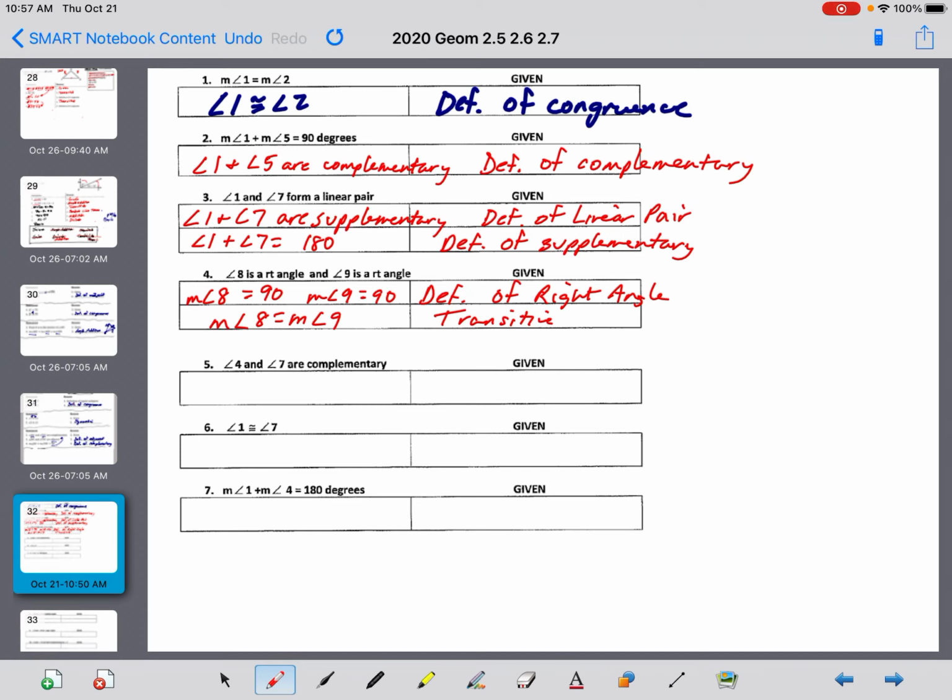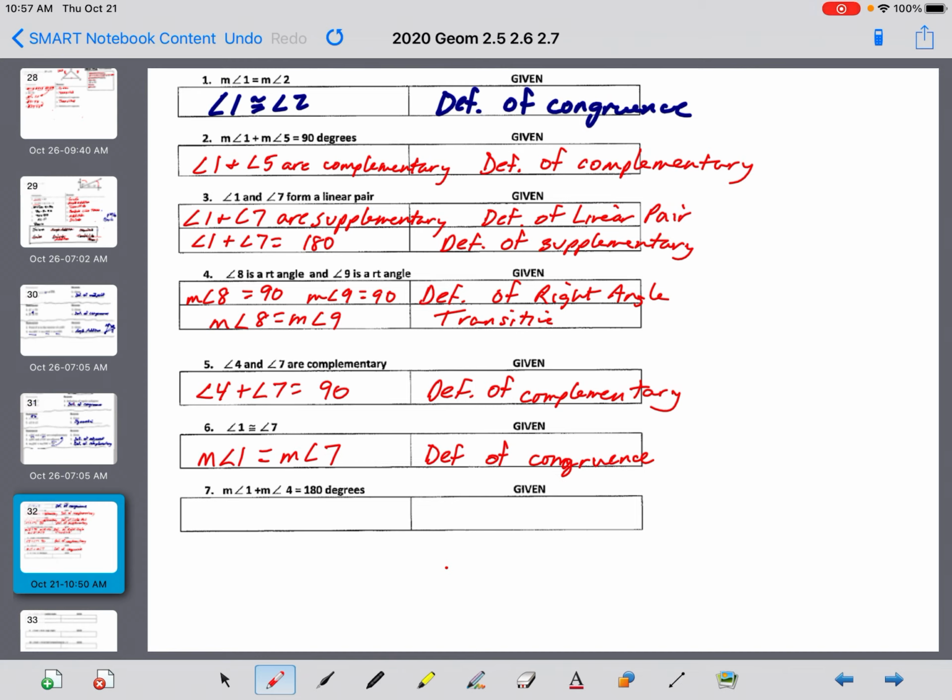Let's see. If we know that 4 and 7 are complementary, what does complementary mean? That means that angle 4 plus angle 7 equals 90. We're using the definition of complementary. This one, just using a definition of congruence, measure of angle 1 is equal to measure of angle 7. Not much we can squeeze out of there. Just change the way our symbol looks.